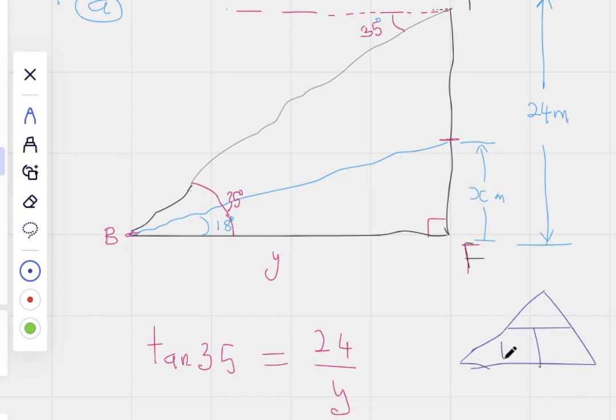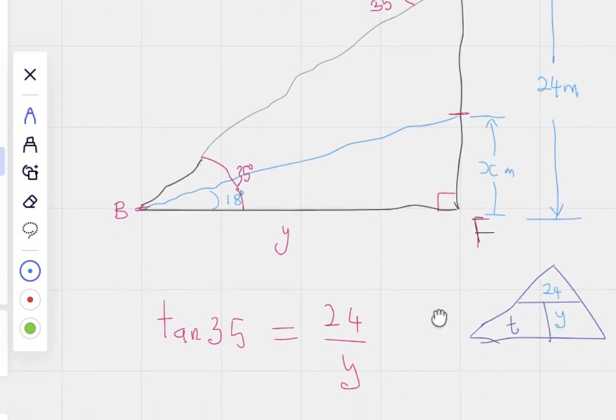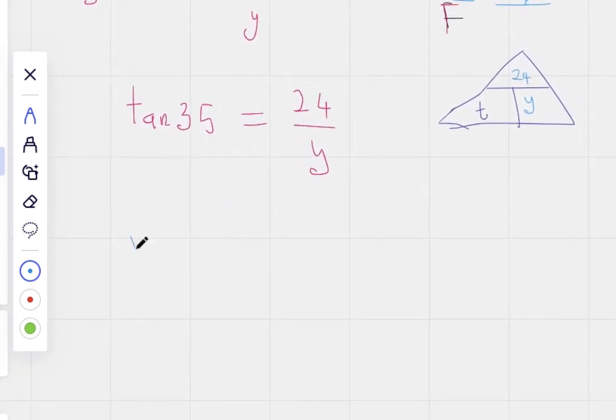Here tan 35 is equal to 24 over y. So if you're looking for y, it will be 24 divided by tan 35. If you cross multiply, you still get the same thing, because you get y tan 35 equals 24. So y will be 24 divided by tan 35.